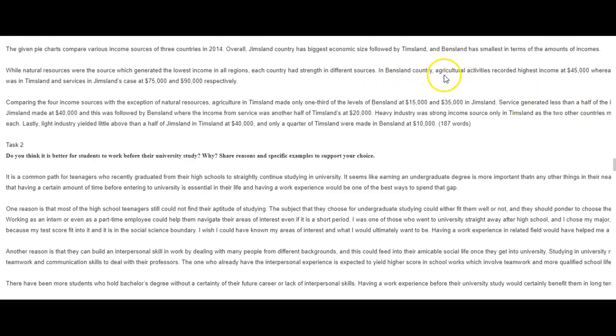Let's try it again. In Bensland, agricultural activities recorded the highest income at 45,000, whereas heavy industry was the top source of income, and in Jimsland it was services. Okay, so some of your expression isn't really natural. I'm trying to be as true to what you have said as possible, but you can see that in doing so, it does come out a little awkward. So if it were up to me, I might have changed it a little bit further.